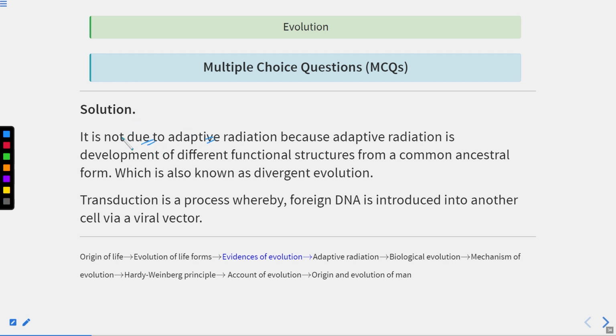Now, one of the options was adaptive radiation. This is incorrect, because adaptive radiation is the development of different functional structures from a common ancestral form, which is also known as the divergent evolution. Now, one of the options was transduction. What is transduction? Transduction is the process whereby foreign DNA is introduced into another cell via a viral vector. Okay, this is clear.